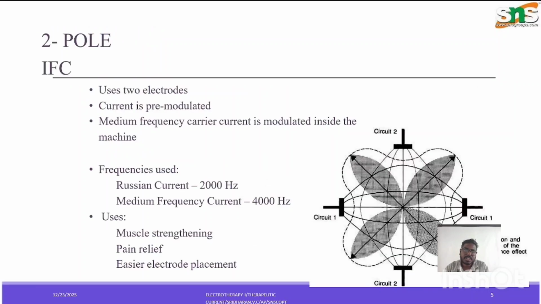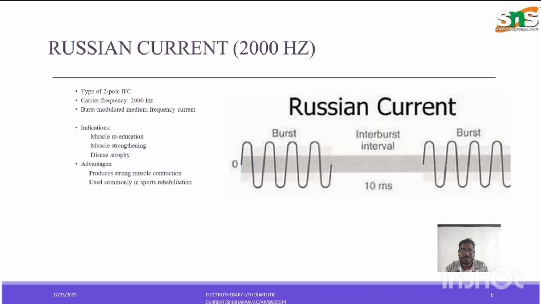The two-pole interferential current uses two electrodes. The current is pre-modulated. The medium frequency carrier current is modulated inside the machine. The frequency used in Russian current is 2000 Hz, whereas in the interferential current, the frequency used is 4000 Hz. The main uses of the two-pole interferential current are muscle strengthening, pain relief, and easier electrode replacement.